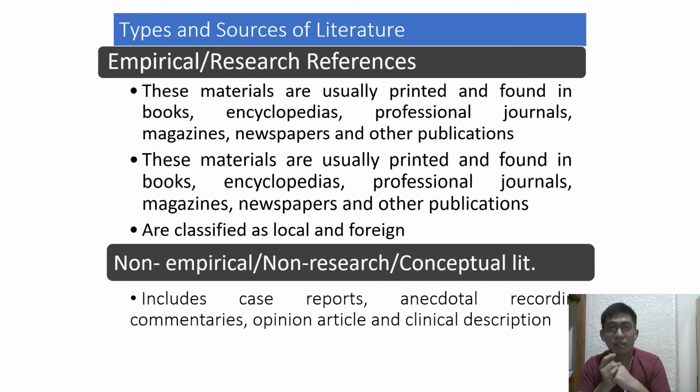Types and sources of literature. We have empirical and we have non-empirical. So empirical is more on the printed, found in books, encyclopedias, professional journals, magazines, newspapers. In non-empirical, it's anecdotal recordings, opinion articles, and reports or case reports.